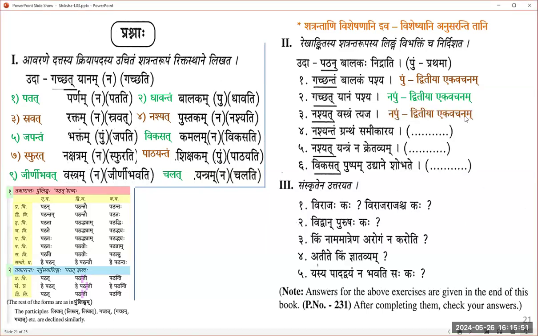So Napumsaka Dvitiya Ekavachana. Looking at the word and looking at the Shatranta Rupa only, we get to know the Linga. See, Gachantam was Pullinga, Gachat is Napumsaka. Very easy. Okay. One more, Bhagini.